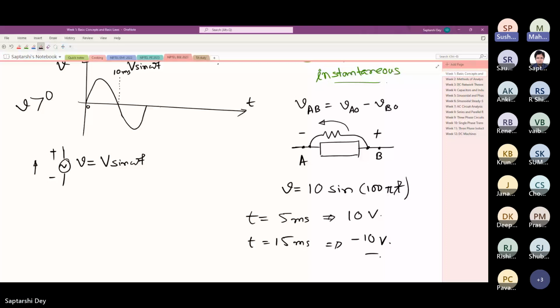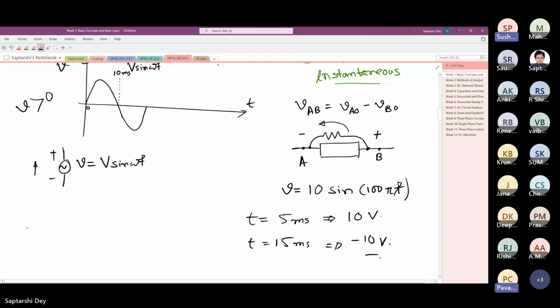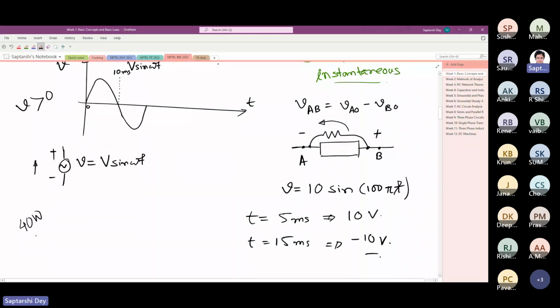I have one more doubt. In the first lecture, sir asked a question: if we have a rating of a bulb like 40 watt, 60 watt, then what will be the diameter of that tungsten filament?